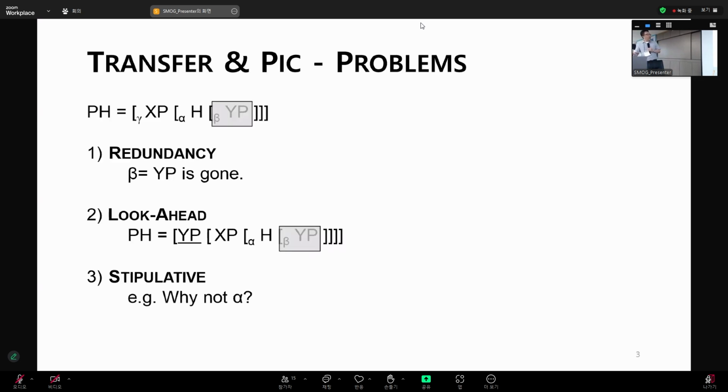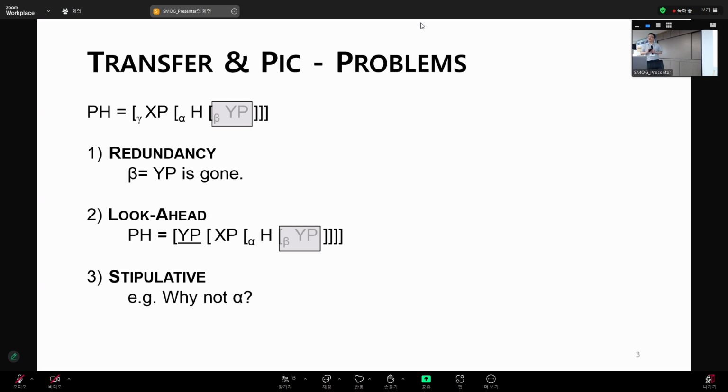So the operation transfer and PIC. I'm going to briefly talk about three conceptual problems with those two operations. It is a conventional assumption that once a phase is completed, a specific domain called the phasal complement domain is sent off to each interface by the operation transfer, and the exact same domain is blocked access by the condition PIC.